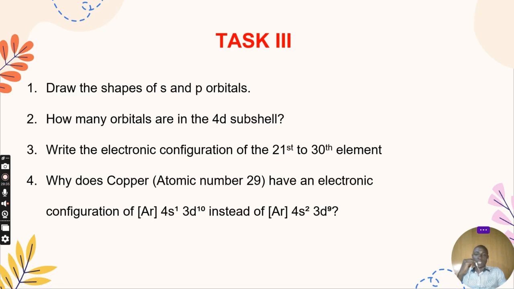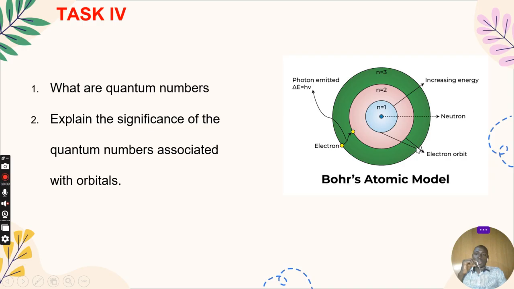If you have any concerns, remember to let me know in the comment section. Draw the shapes of the s and p orbitals. We've done this. You could go back and see them, or use internet resources just for practice sake. How many orbitals are in the 4d subshell? Write the electronic configuration of the 21st to 30th element. Why does copper, atomic number 29, have an electronic configuration of this instead of this? So yes, a little research will do, and this as well for practice sake.